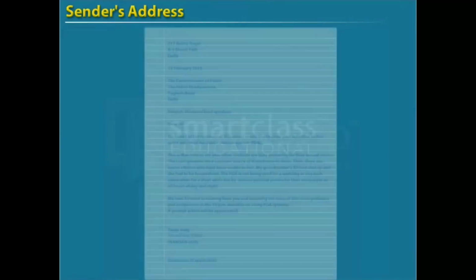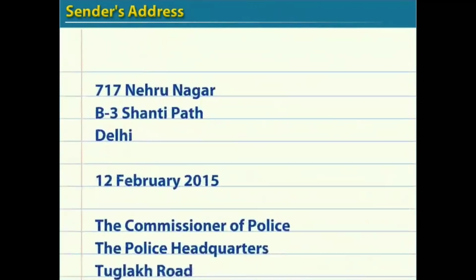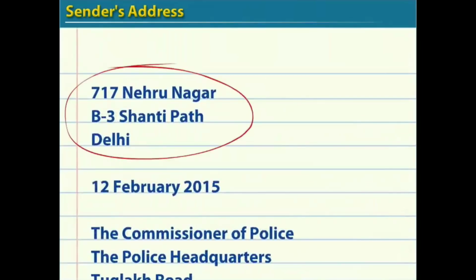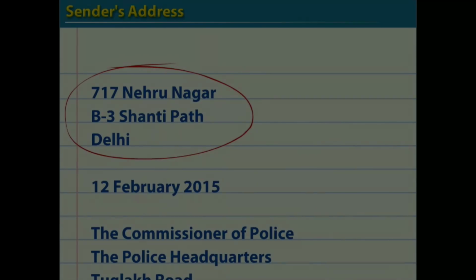Sender's address. Write the sender's address on the top left-hand corner of the sheet. This is the address on which any further correspondence will take place. Refrain from using any punctuation mark in the address.